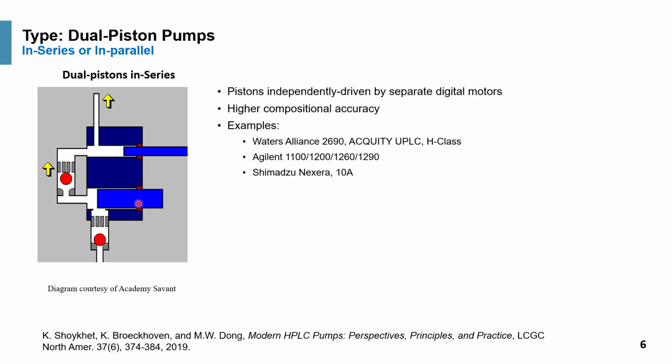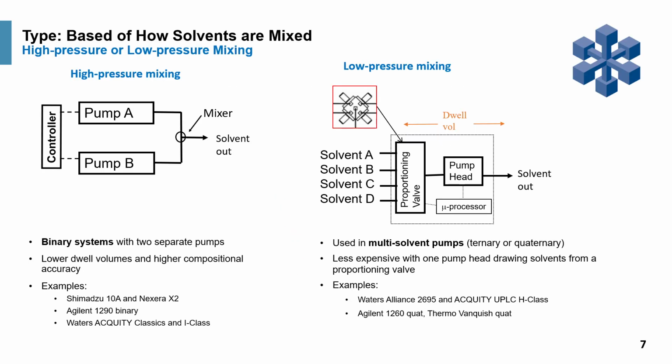These pistons can be equal size, or the first piston can be slightly larger. So this offers higher compositional accuracy. Some examples are the Waters Alliance 2690, Acquity UPLC H-Class, the Agilent series, and the Shimadzu Nexera and 10A system. I think the only one that's doing dual piston in parallel is the Vanquish from Thermo Fisher Scientific.